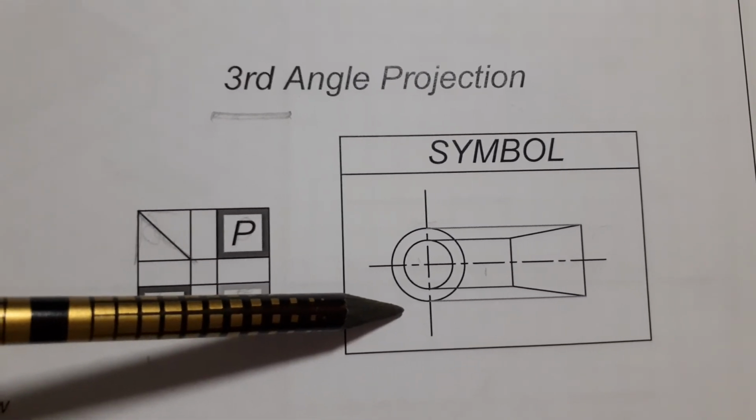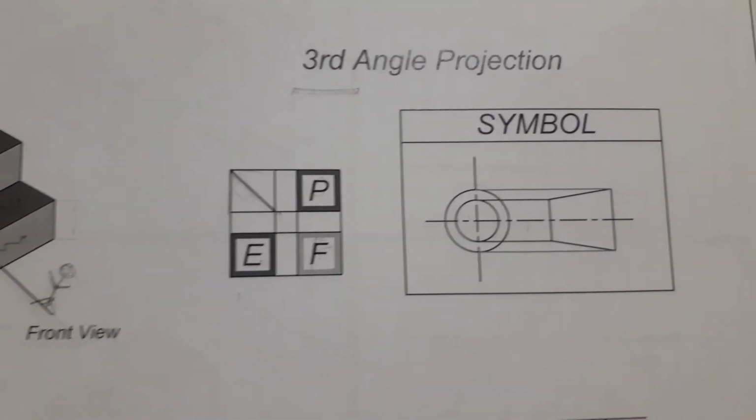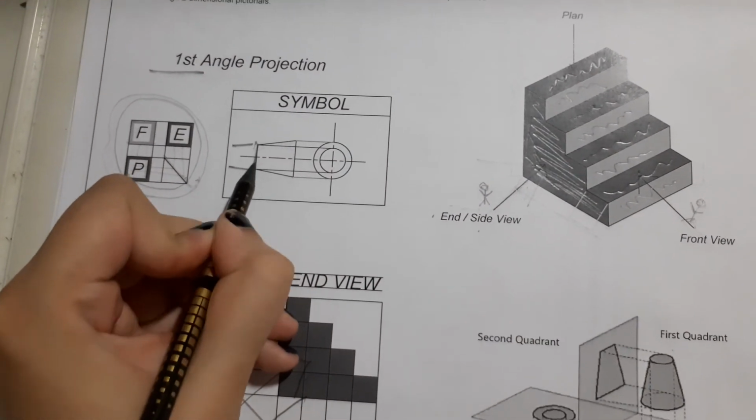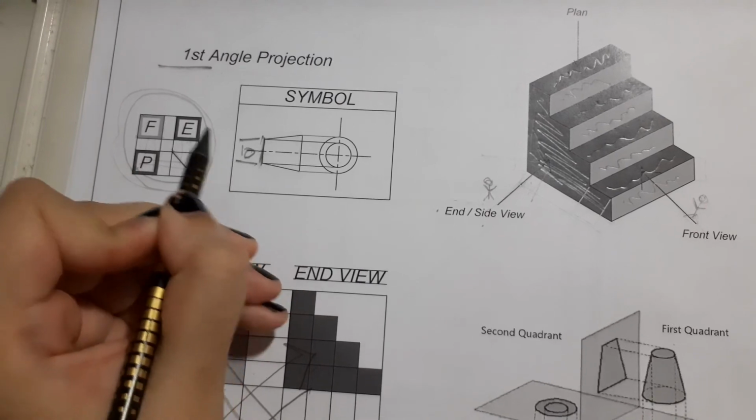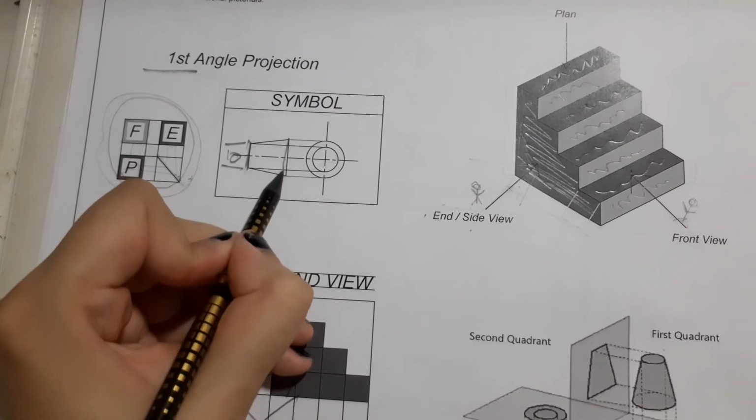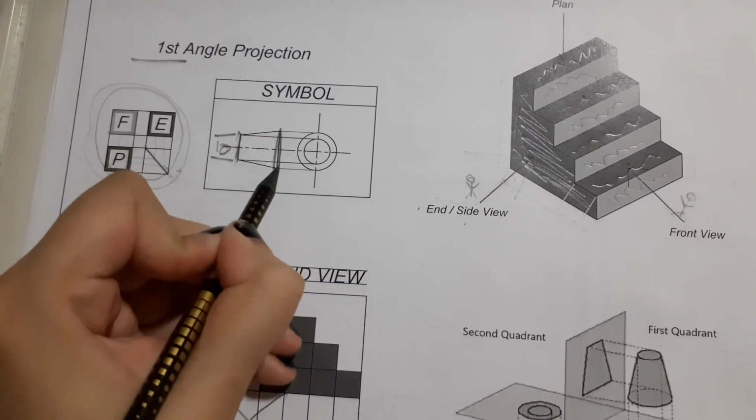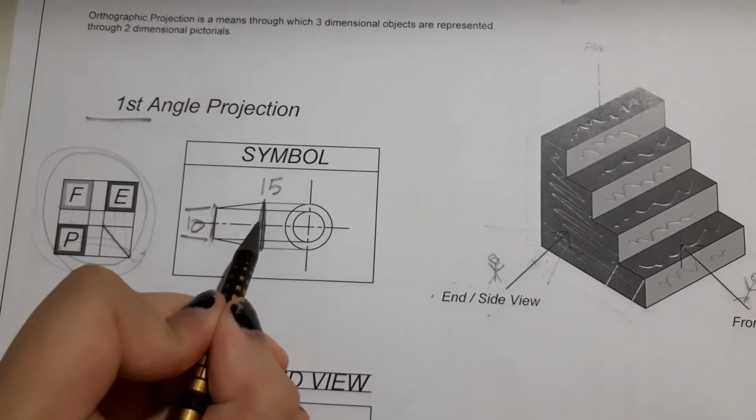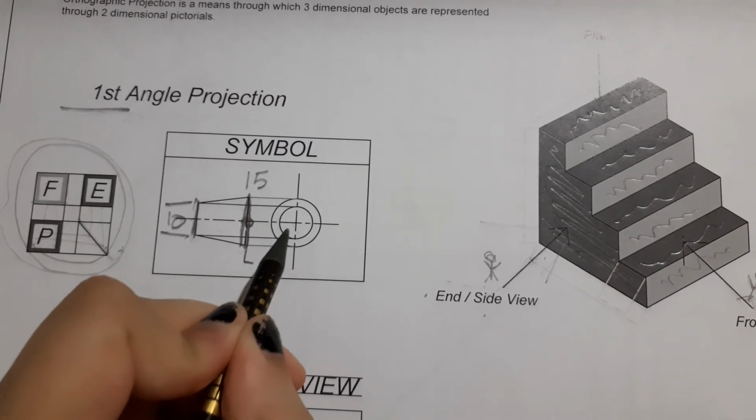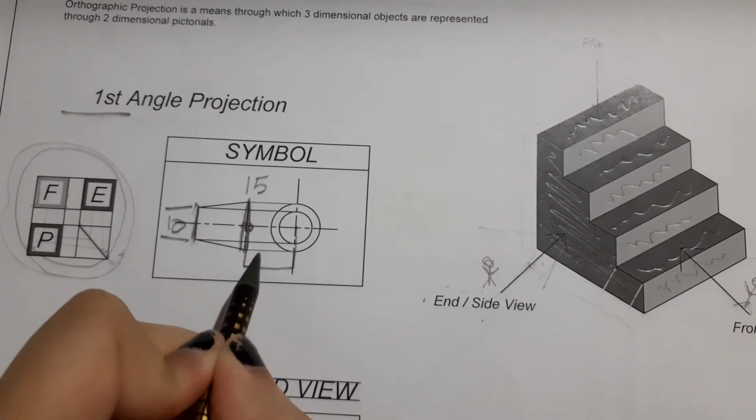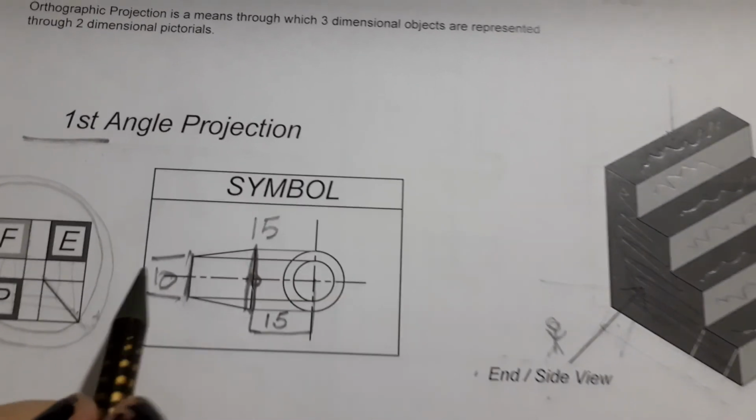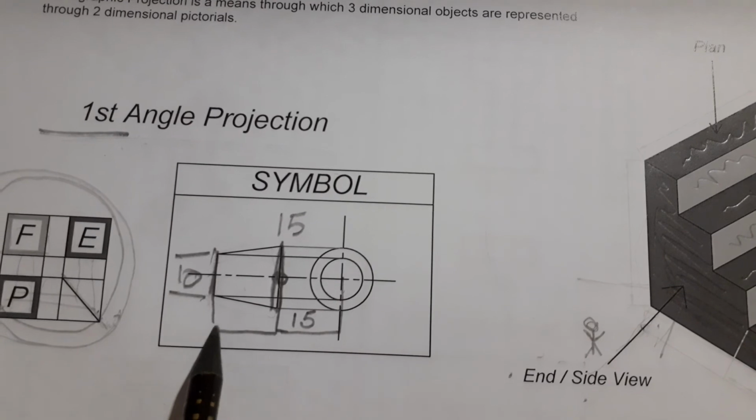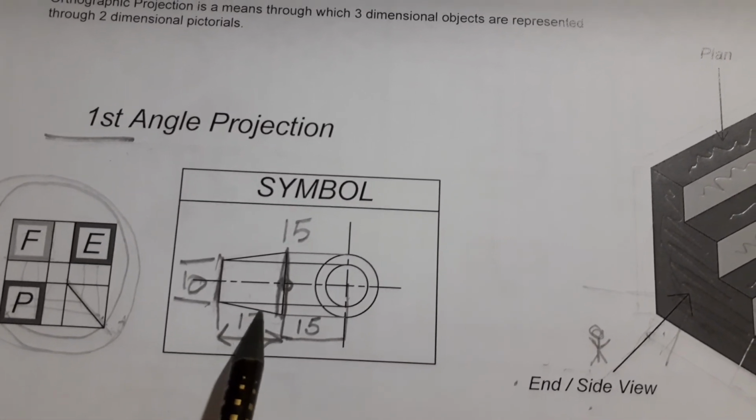Okay? Now, the dimensions are this over here is 10 millimeters. This over here is 15. This space between here and the center of the circles is 15. Okay? And the space between the first line of the cup and the second line is 15 as well.